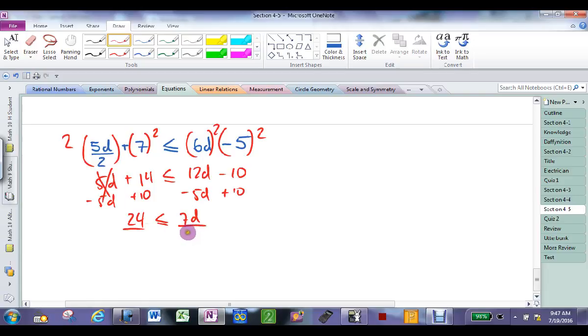Divide by what? 7. What kind of 7? Regular 7, positive 7. So does the sign change? No. Which is, of course, 3 and 3/7, but that's not important. Would that question be on a test? Could be. Why couldn't it be? You know how to do it. Even if I didn't show you that example, you have all the tools.